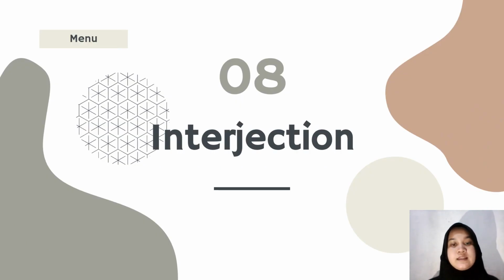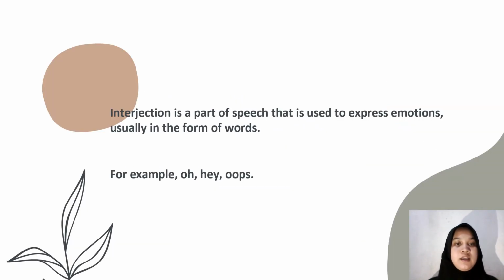Eighth, interjection. An interjection is a part of speech that is used to express emotions, usually in the form of single words, for example, oh, hey, oops.